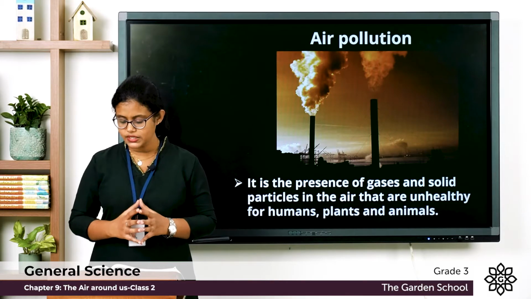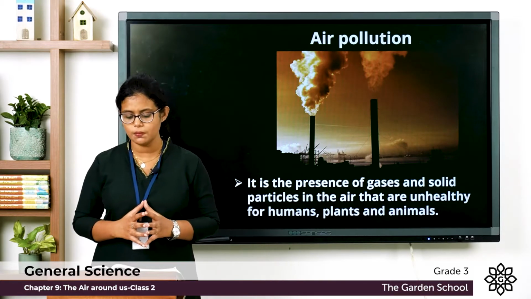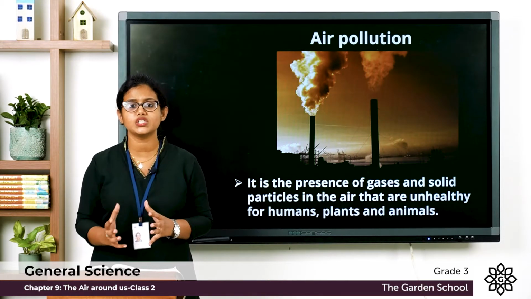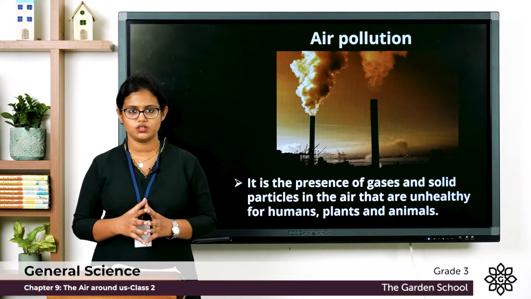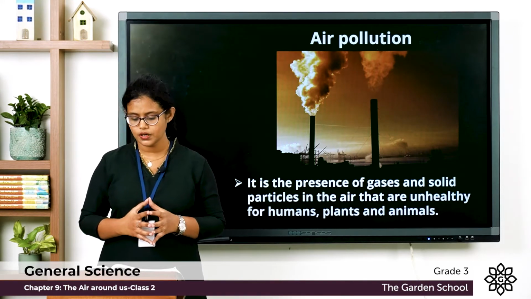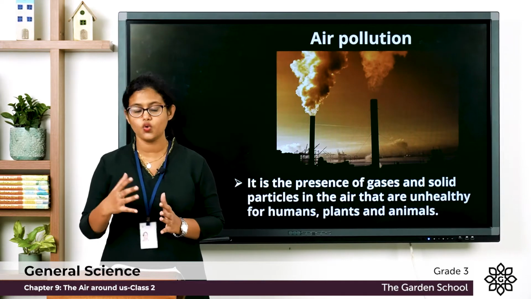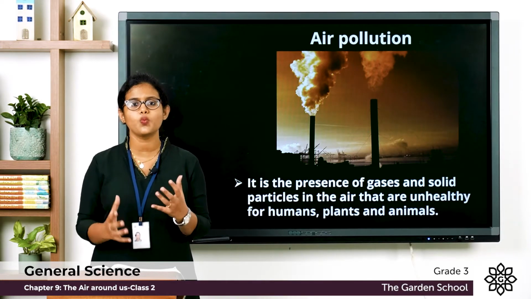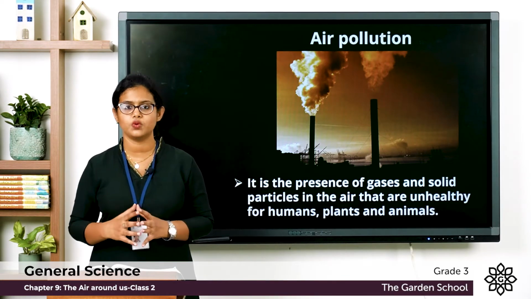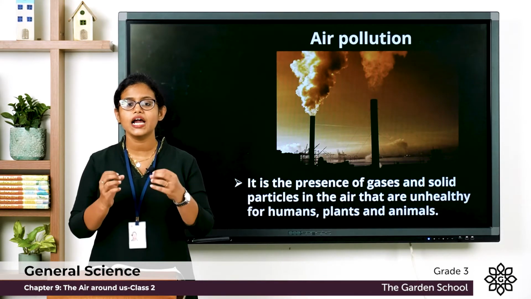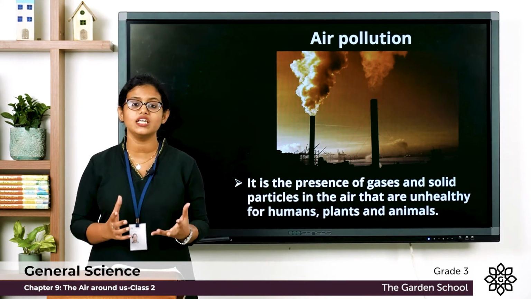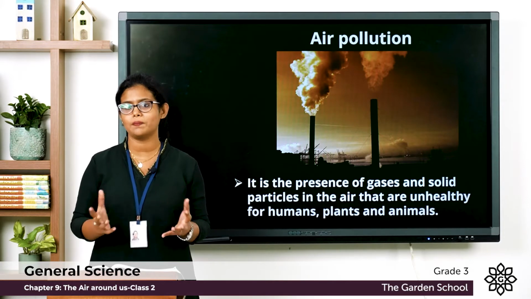So, in page number 93, you can see a box given how we can reduce air pollution. So the first one, plants clean air, grow more plants. So it is one way to reduce air pollution. So we all need clean air. So plants clean air, so grow more plants.